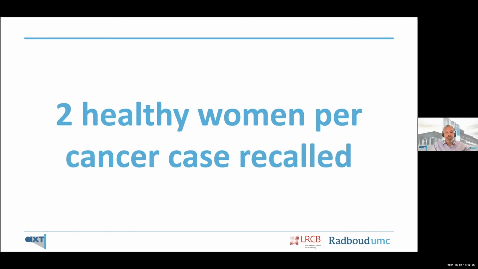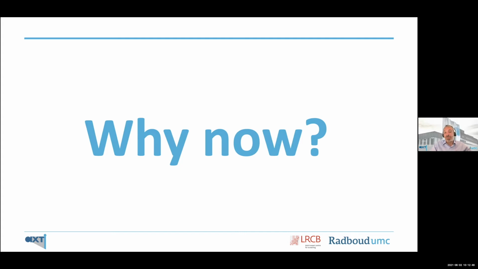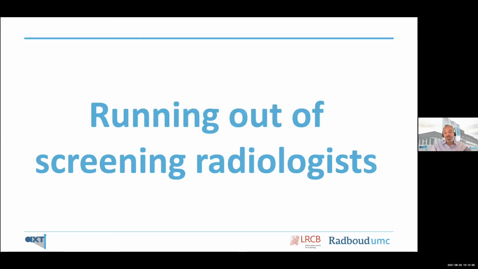And of course, with a 2.4% recall rate and a 6.8 per 1,000 cancer detection rate, you can quickly work out the math that for every cancer case that's recalled, we also recall 2 healthy women. So that's pretty good compared to many other countries, but it's still far from perfect. So of course, there is an interest in improving things with AI. Some of the questions are, for example, why now? Well, one key hope of AI is to solve the issue that we are actually running out of screening radiologists, and this is true in many countries throughout Europe, especially in Sweden and the UK. But here, it's also going to become an issue.